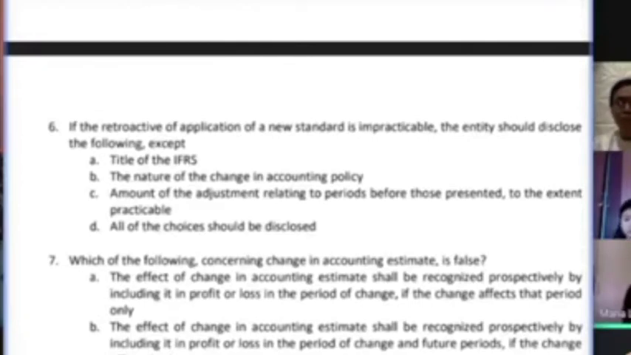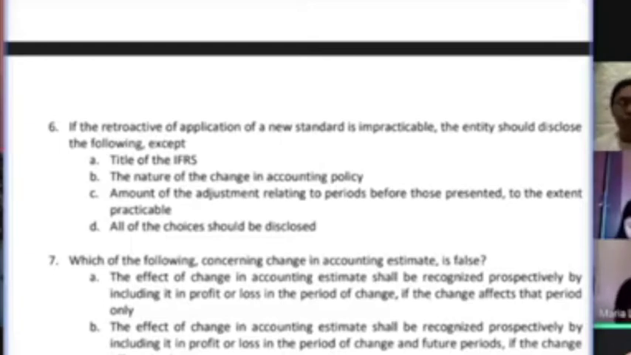Which of the following concerning change in accounting estimate is false? A. The effect of change in accounting estimate shall be recognized prospectively by including it in profit or loss in the period of change if the change affects that period only. B. The effect shall be recognized prospectively by including it in profit or loss in the period of change and future periods if the change affects both. C. The effects of change in accounting estimate shall be recognized retrospectively by including it in profit or loss in the period of change and prior to it, if the change affects both prior periods and the current period. D. All of the statements are true.